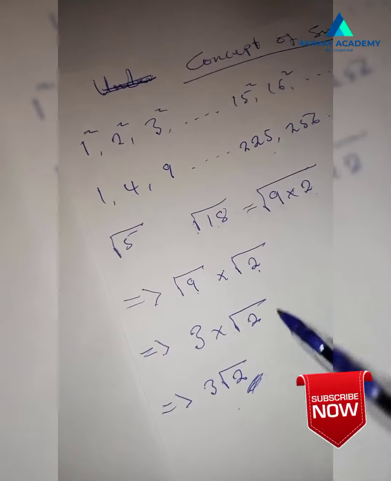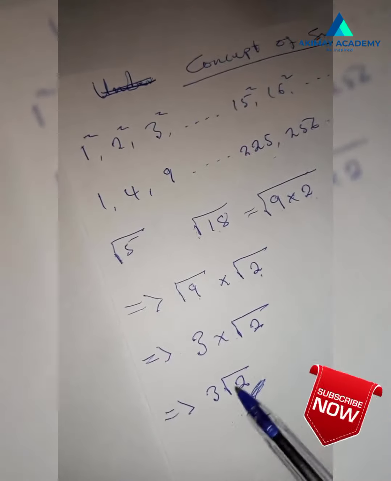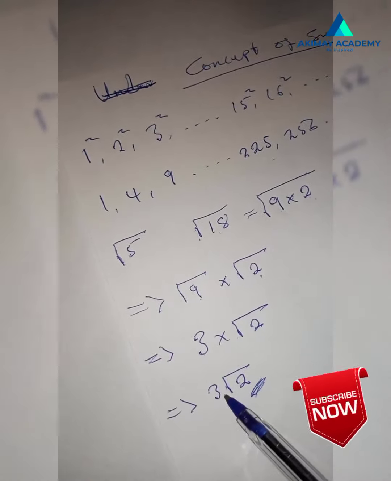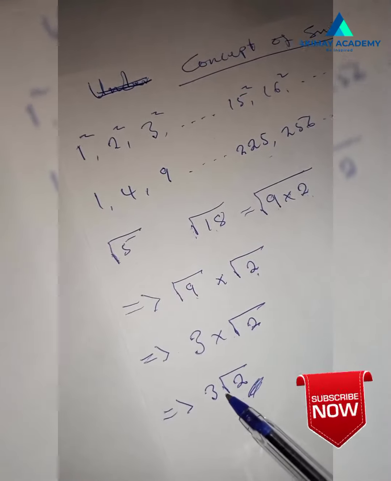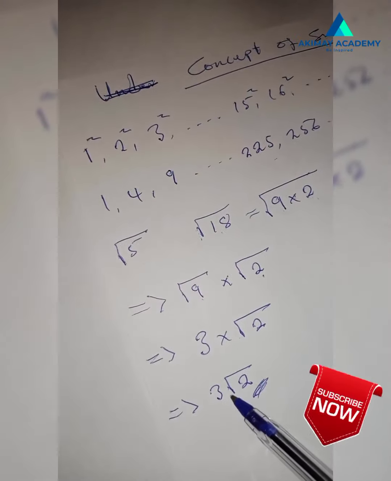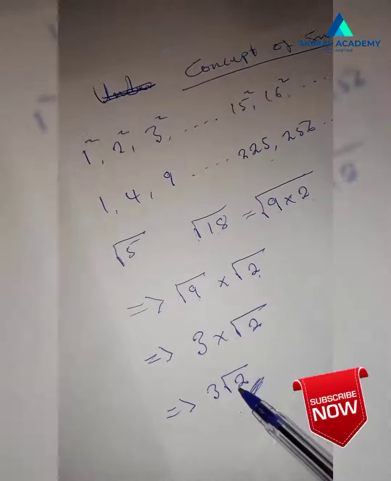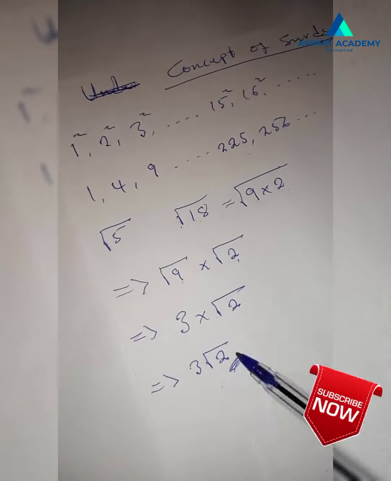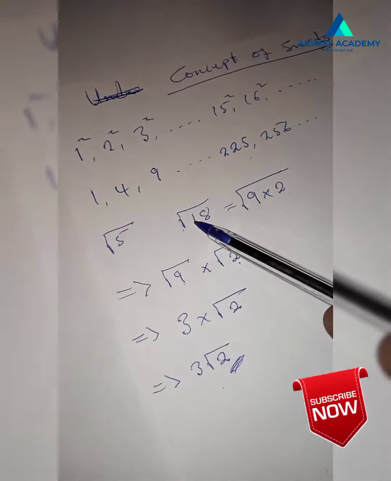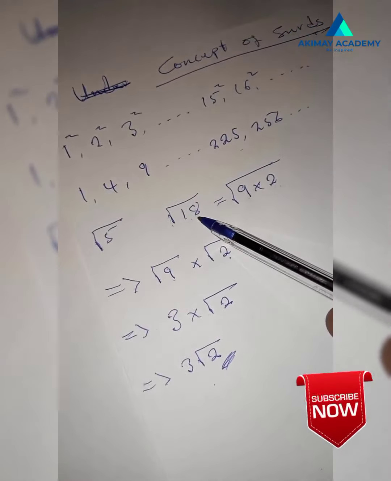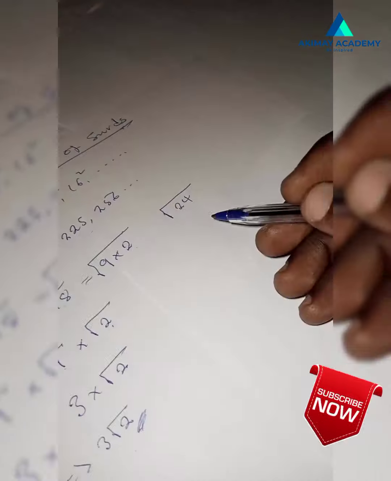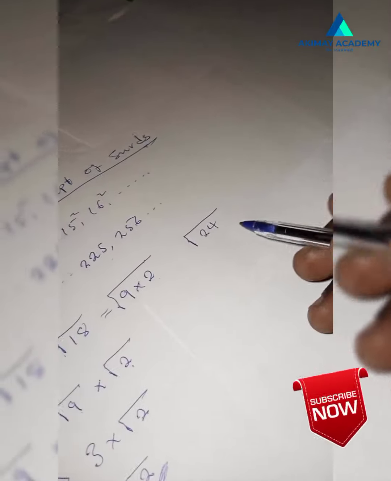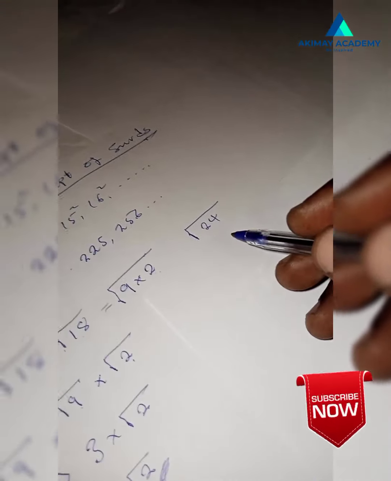Okay, this becomes the final answer, because at this point we cannot add these two. We cannot also multiply them because they are not the same. So this is a rational number, this is an irrational number. So you leave them in this form. Then at this point you can say that you have simplified square root of 18. Let's look at the next example, which is square root of 24.